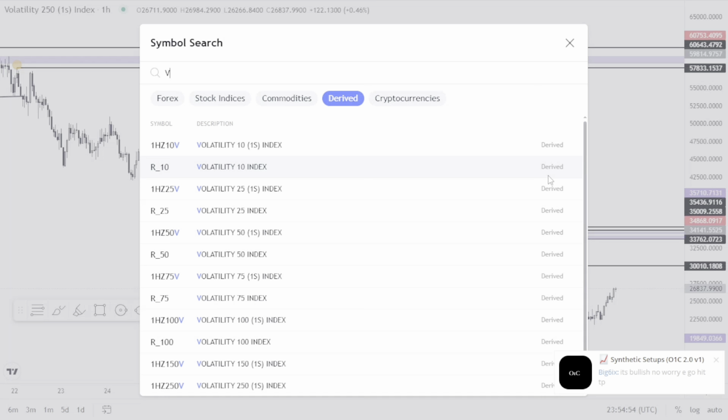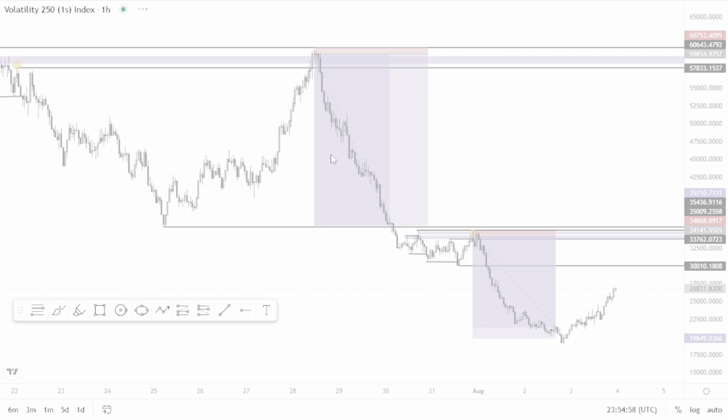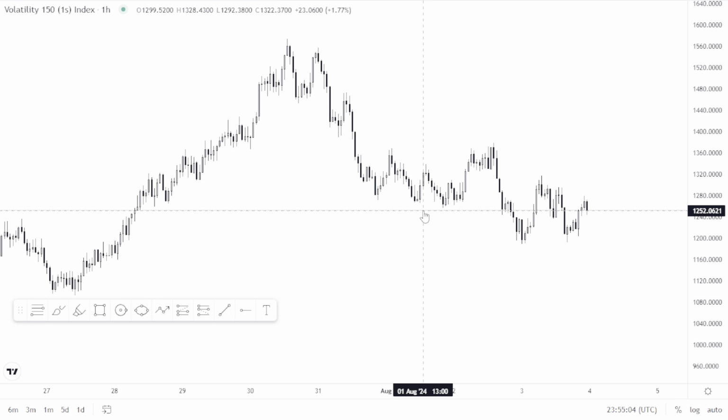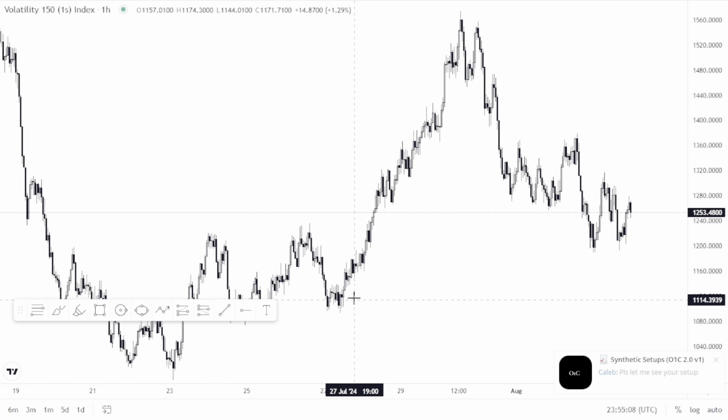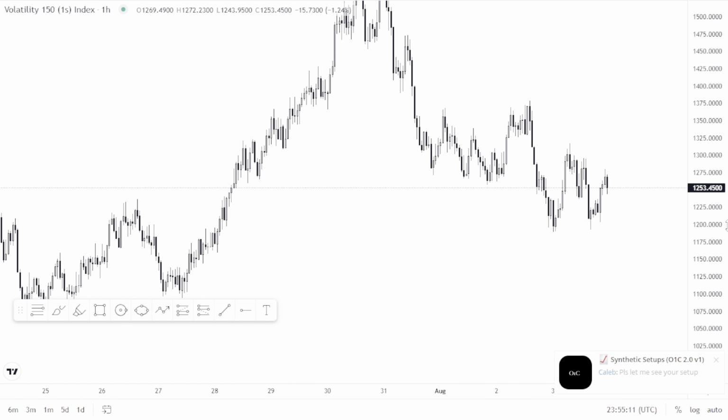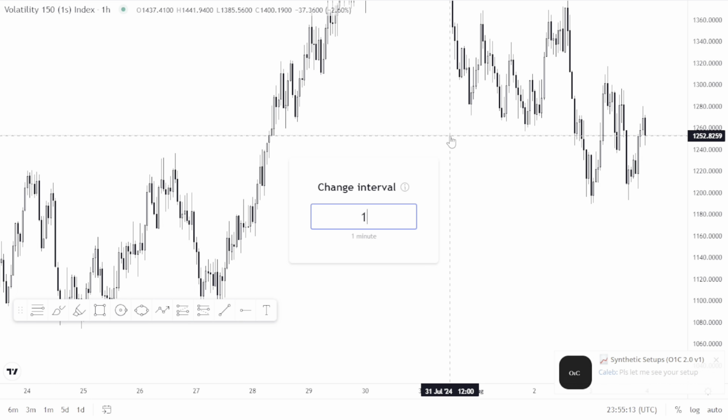Let's look for another example. Probably VIX 25. Nah, I think VIX 151 seconds. I saw a setup there today. Yep, so let's look at that together. So I saw a setup here on the VIX 151 seconds.